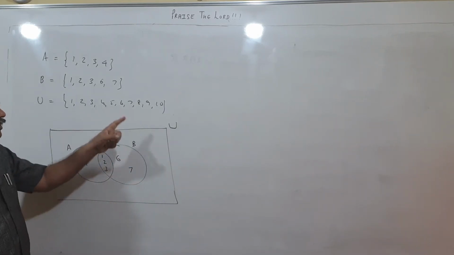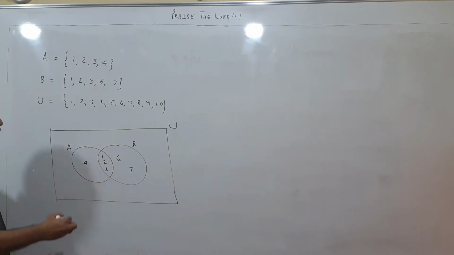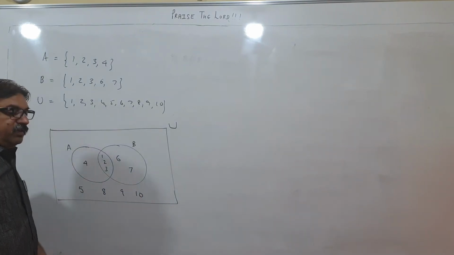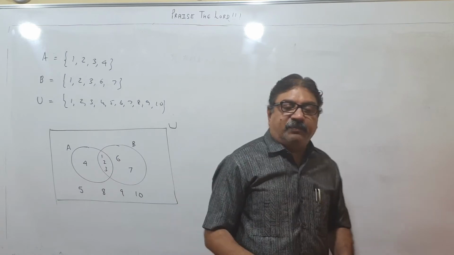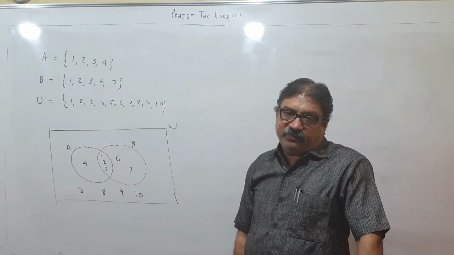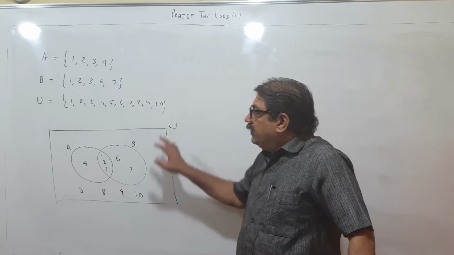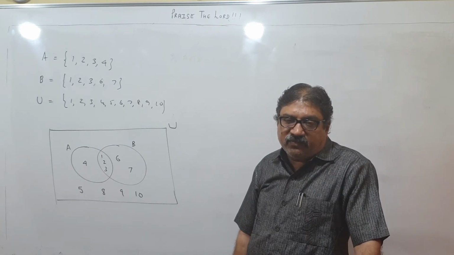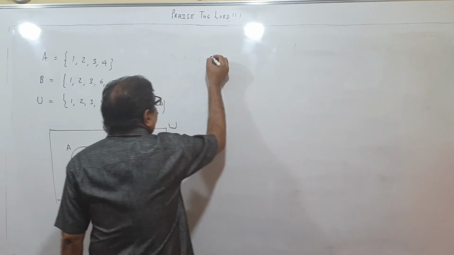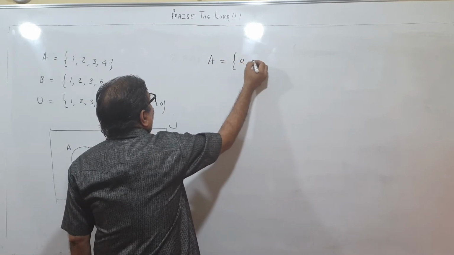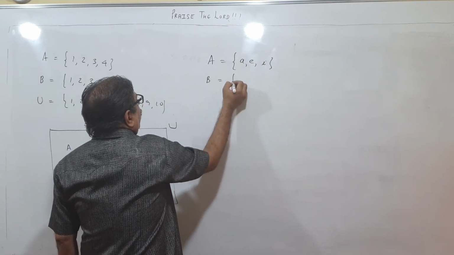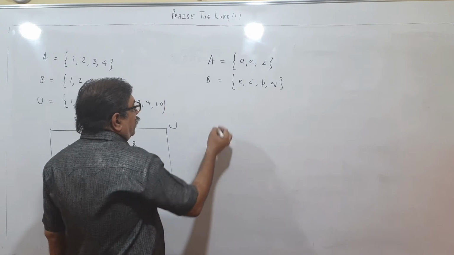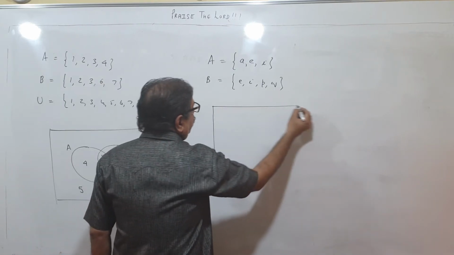In U we are having numbers from 1 to 10. So 1, 2, 3, 4, 5 is not written. 5 right outside. 6, 7 here, 8, 9, 10. This is the Venn diagram for the representation of sets A and B and their universal set. Like this we think. If U would not have been given, then don't worry about these elements. Just place the elements of A and B. We think like this. Supposedly I am having A as A, E, I and B as E, I, E, Q. I am not giving U, so forget about that. Just make U like this.